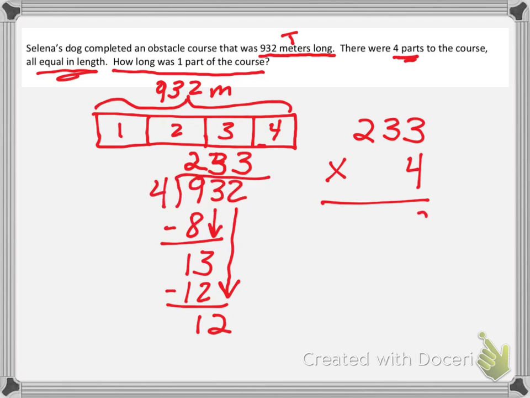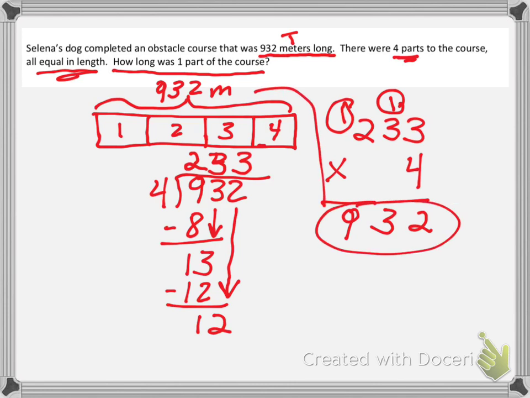So 3 times 4 is 12, put the 2, carry the 1. 3 times 4 is 12, plus 1, 13, carry the 1. 2 times 4 is 8, plus 1 is 9. And look at that, 932. We did it right.